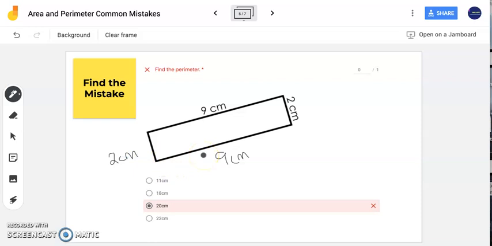Now I need to add all four sides to find the perimeter. So if I did 9 plus 9, I'm left with 18. And then I do 18 plus 2 is 20. Now I'm going to highlight how many sides this person added. This person chose 20, so they added 9 plus 2 is 10.